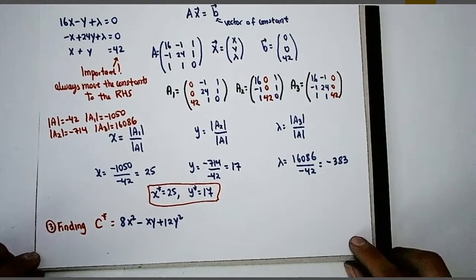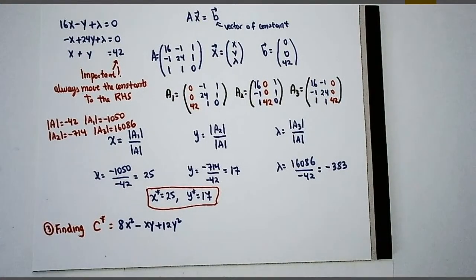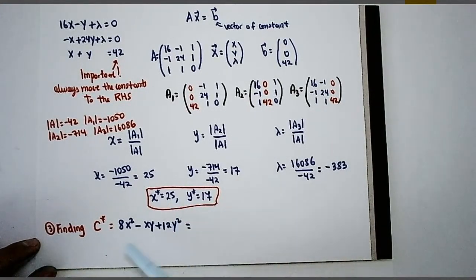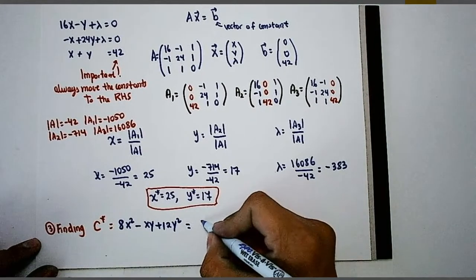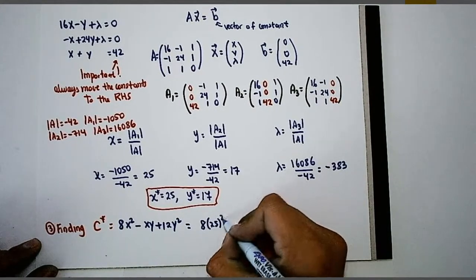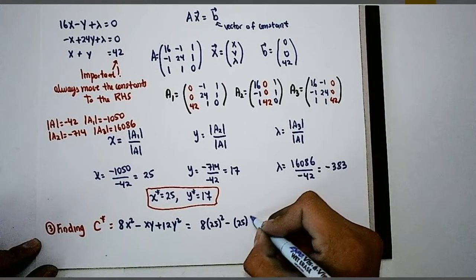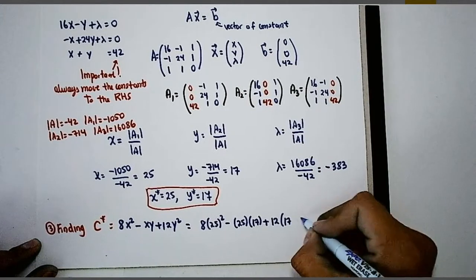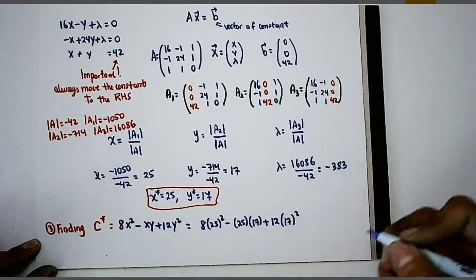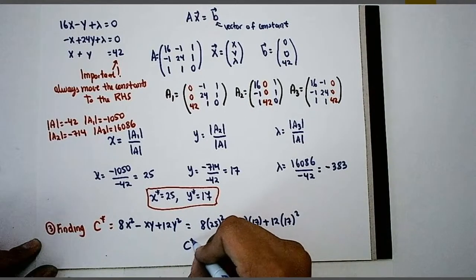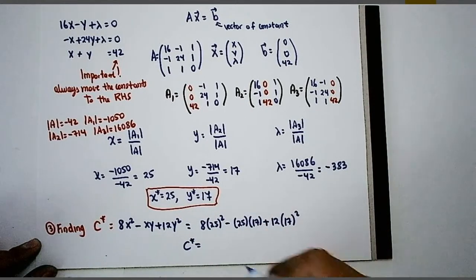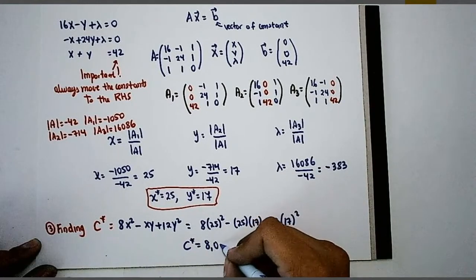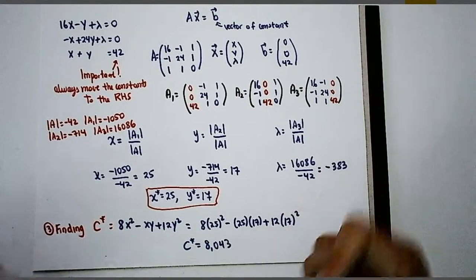The last step is to find the optimal cost. Here we just need to replace the values of x and y in the cost function. And here we obtained that the optimal value of the cost function is $8,043.